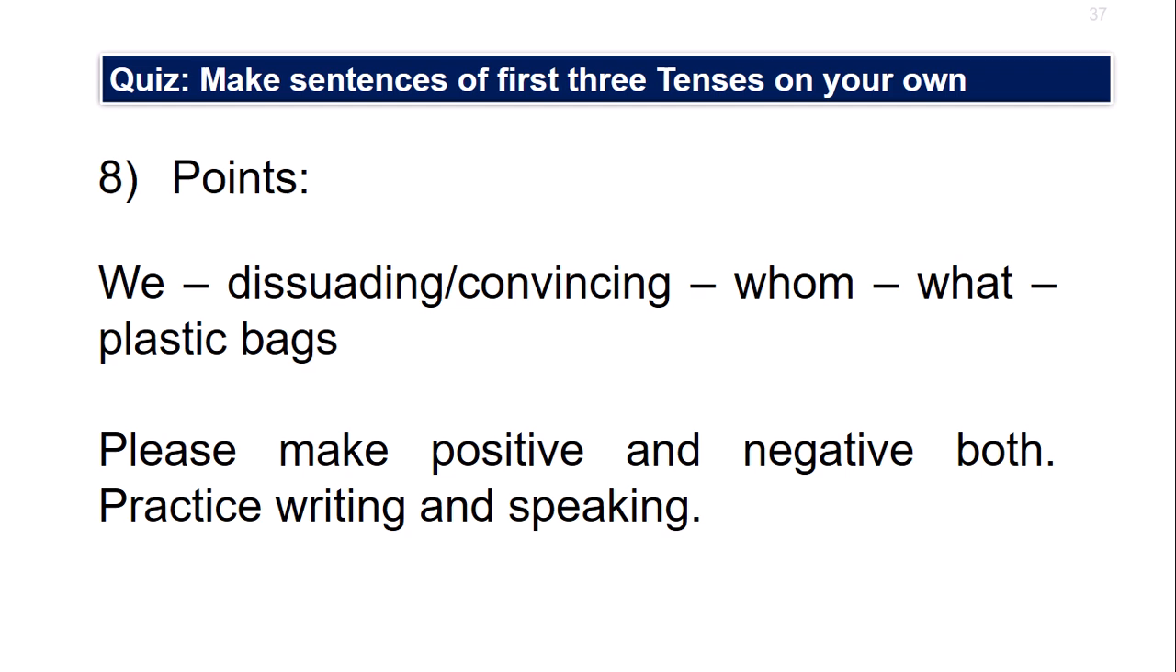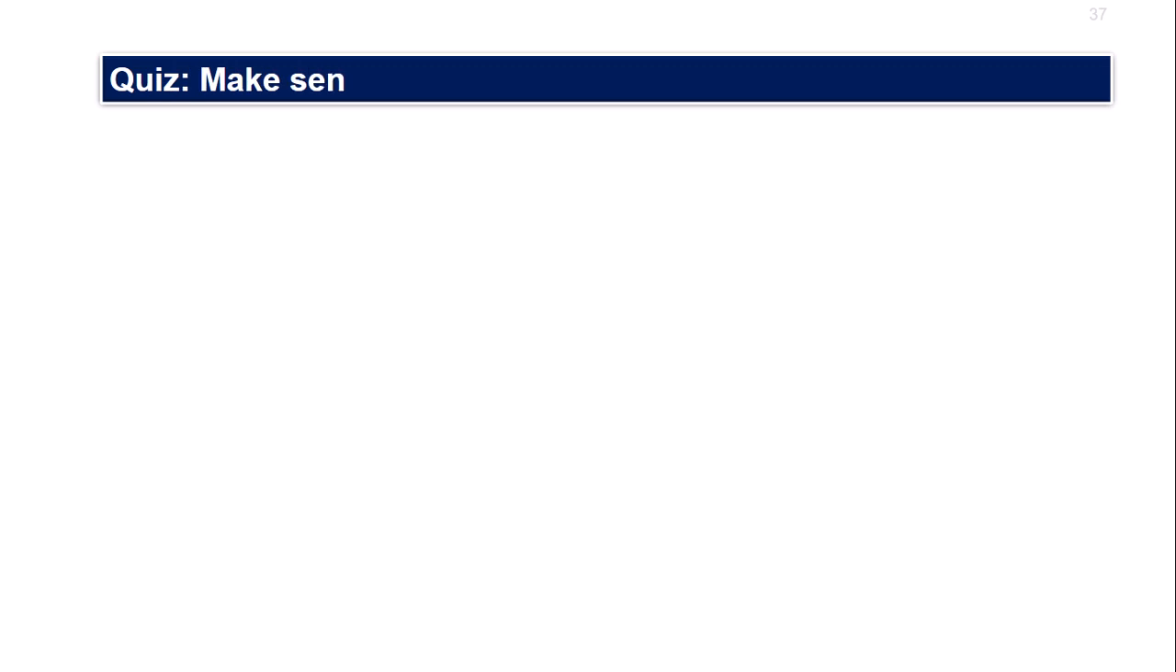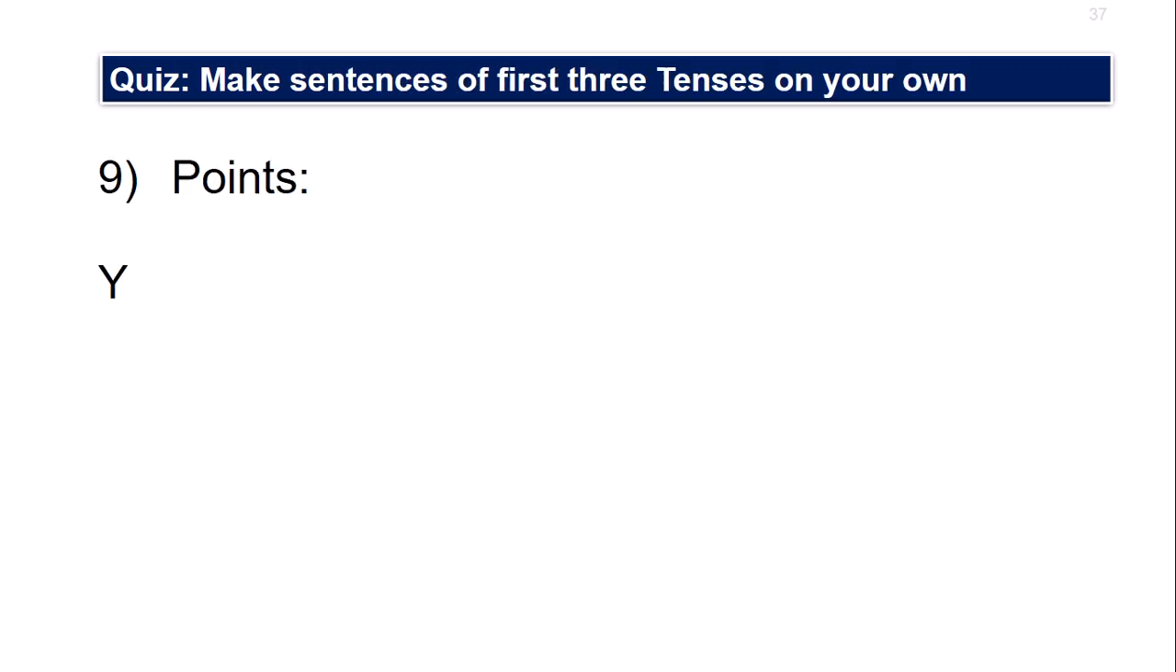You will have to talk about whom you are dissuading or convincing, and on what issue, like plastic bags or pollution or cutting trees or smoking, drinking. People can be dissuaded on all these things. So try to make sentences out of these points as well, and not just one, you can make n number of sentences. Here we have the points for the ninth sentence.